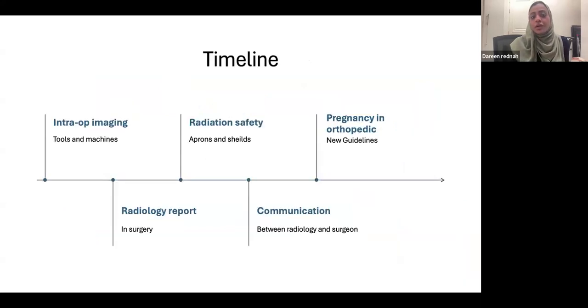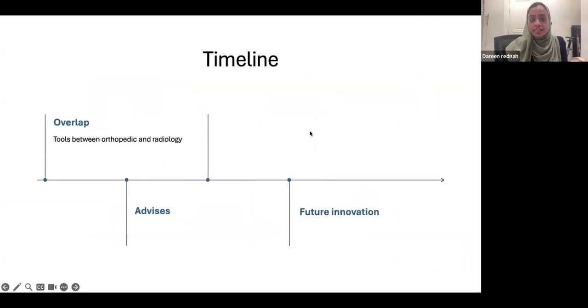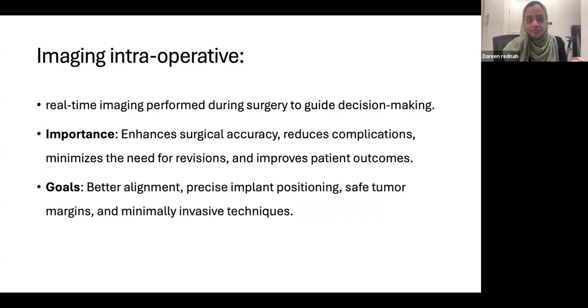Today we will talk about intraoperative imaging, tools and machines, radiation safety, aprons and shields, and pregnancy in orthopedics, the new guidelines, radiology reports, communication between radiology and surgeon, overlap tools between orthopedics and radiology, some future innovation, and advice in that field.